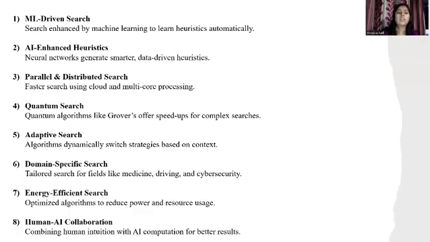Domain-specific search. Tailored search for fields like medicine, driving, and cyber security. Seventh, energy-efficient search. Optimize algorithms to reduce power and resource usage. Eighth, human-AI collaboration. Combining human intuition with AI computation for better results.